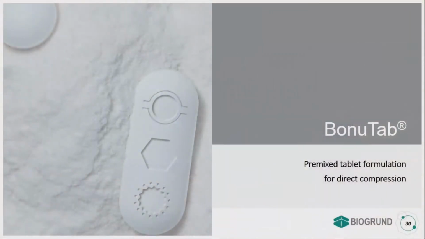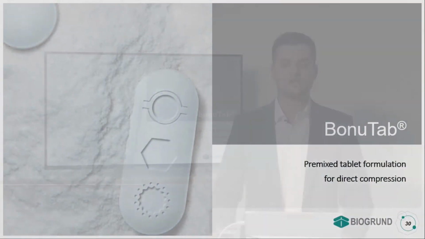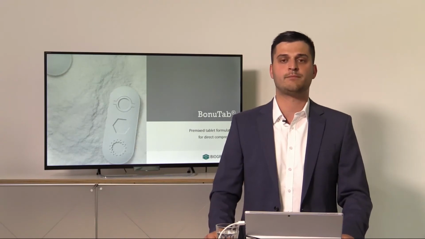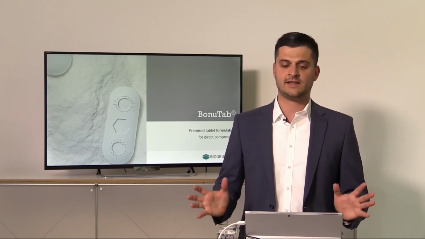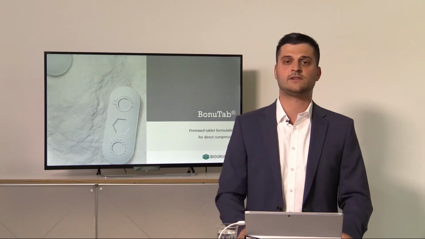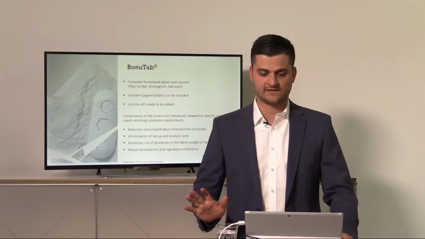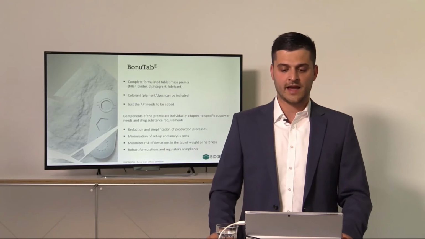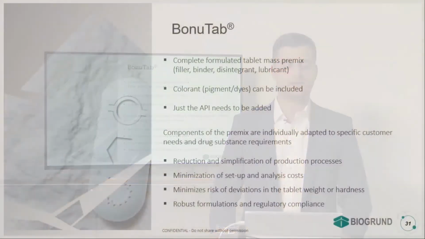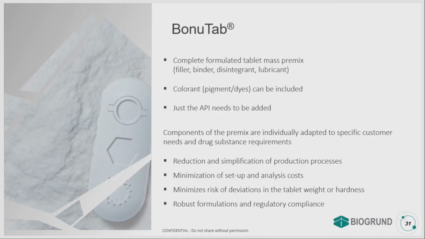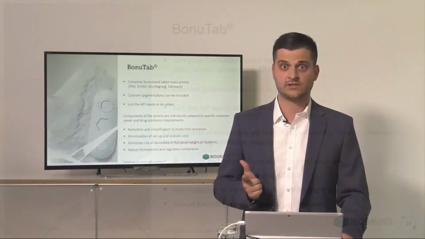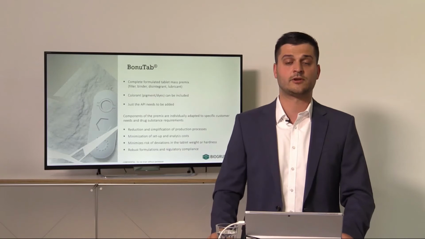The dry powder tablet premix BONUTAB allows the preparation of a complete tablet mass in just one step by blending in the API. We have everything inside there that we would need for a tablet, so it's a whole tablet formulation in one. The BONUTAB contains everything. According to the customer needs, and depending on the API, the components can be individually adapted. It is a simplification of the production process and leads to a number of advantages: minimization of the setup and analysis costs, minimized risk of deviation in tablet weight or hardness, and of course, it is in regulatory compliance.